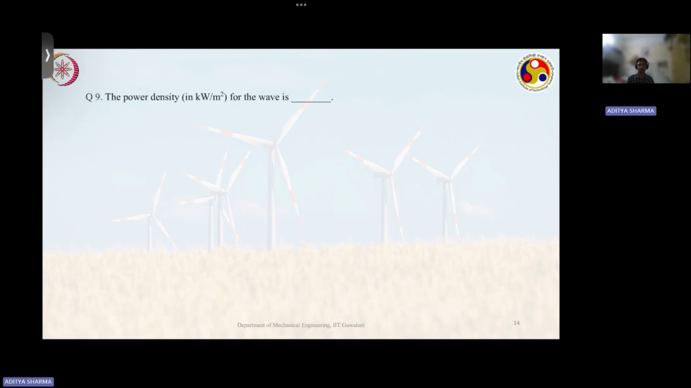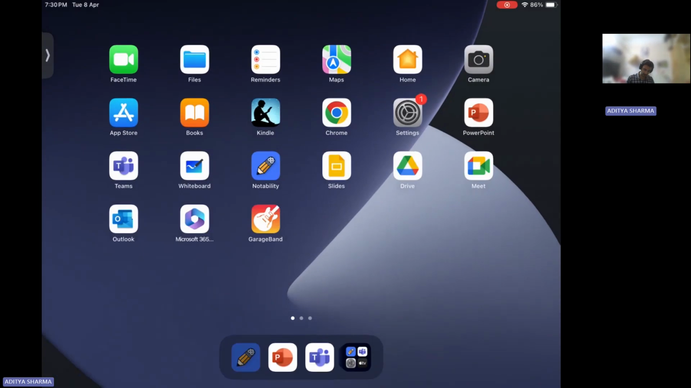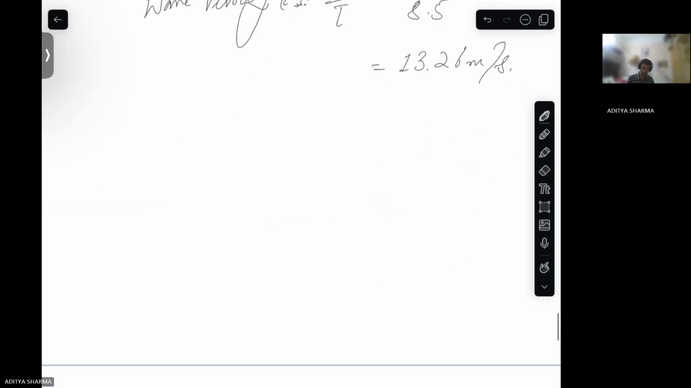Then power density for the wave is. So how can we calculate the power density? First we will calculate the energy density and then multiply it with frequency. So question, solution.